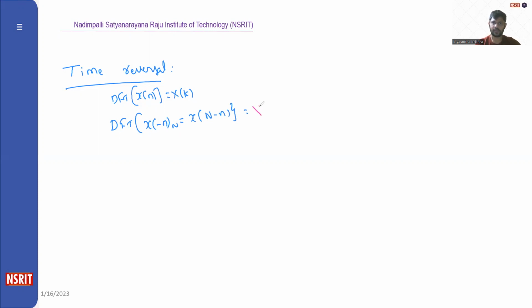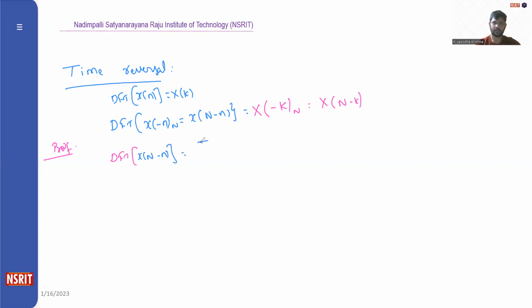Which is nothing but x of minus k of n, that is nothing but x of n minus k. Now we need to go for the proof. First and foremost, you have to take the DFT of x of n minus n. I just take the DFT of x of n minus n.